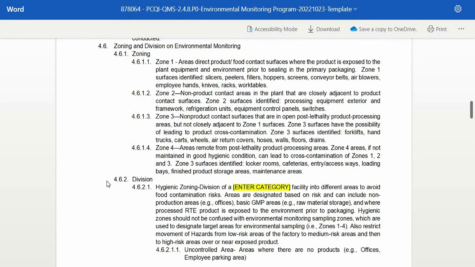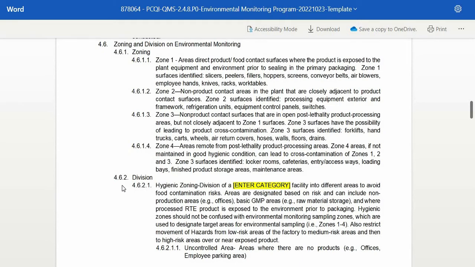Next is division. Under division is hygienic zoning. Division of a category facility into different areas to avoid food contamination risks. Areas are designated based on risk and can include non-production areas, basic GMP areas, and where processed RTE product is exposed to the environment prior to packaging. Hygienic zones should not be confused with environmental monitoring sampling zones, which are used to designate target areas for environmental sampling. Also, restrict movement of hazards from low-risk areas of the factory to medium-risk areas and then to high-risk areas over or near exposed product.